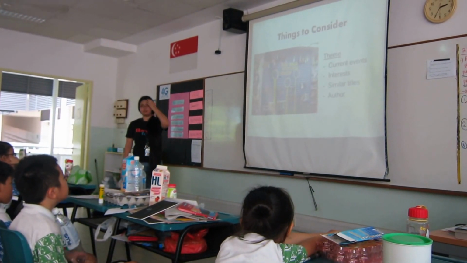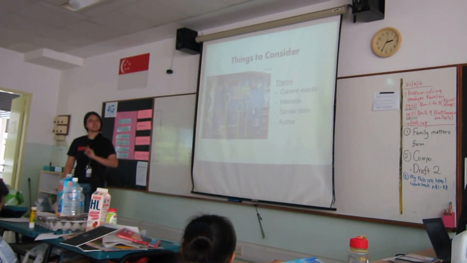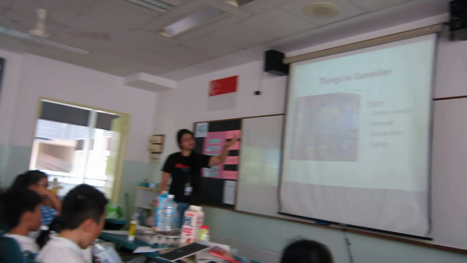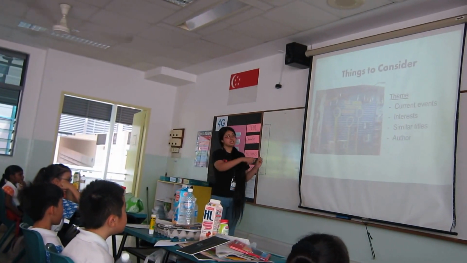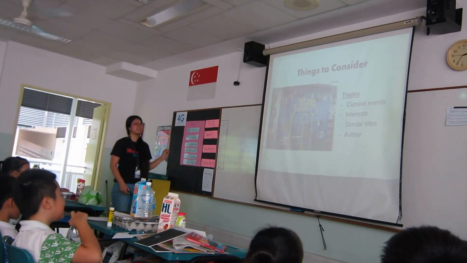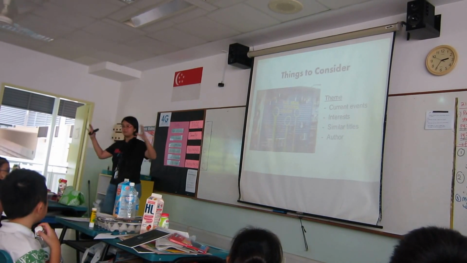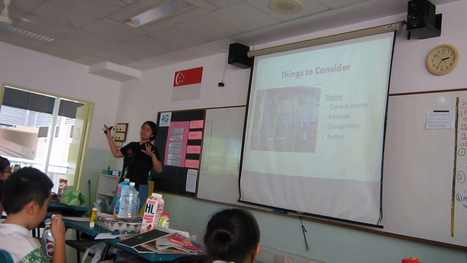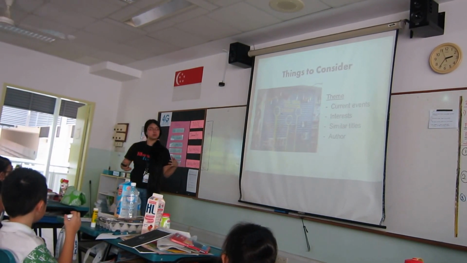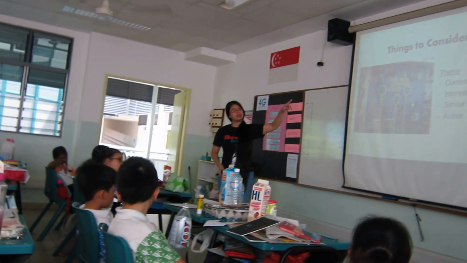The first thing is theme. Okay, like I said, you can do current events, you can do things that are interesting or interest you, you can do similar titles, or you can do books written by the same author. Now if you see this display over here, it's a Harry Potter display. Now it says here that fall means Quidditch season. So they're taking the autumn period, the autumn season, and they're using it to sell Harry Potter books. Because Harry Potter books, they can draw one theme towards it. Alright? So this is by current events.